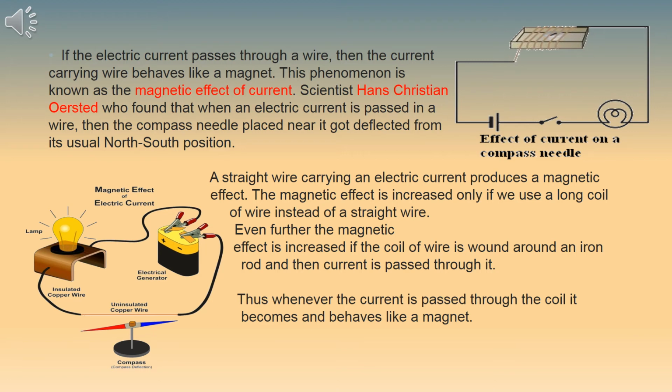A straight wire carrying an electric current produces a magnetic effect. The magnetic effect is increased if we use a long coil of wire instead of a straight wire. Even further, the magnetic effect is increased if the coil of wire is wound around an iron rod and the current is passed through it. So whenever the current is passed through the coil, it behaves like a magnet. You see the various diagrams being shown over here. It will make it clear.